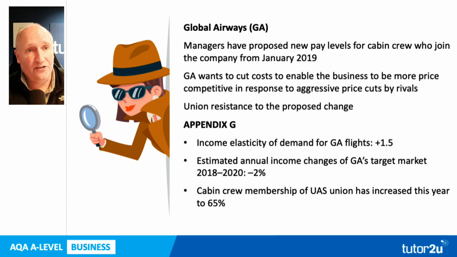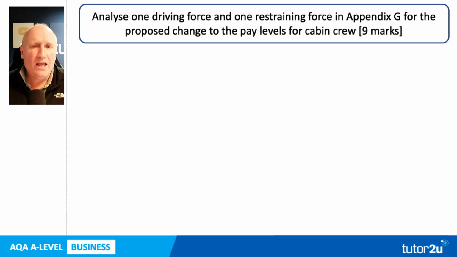So let's take a look at what the question was. Here we go. Analyse one driving force and one restraining force in Appendix G for the proposed change to the pay levels for cabin crew, 9 marks.